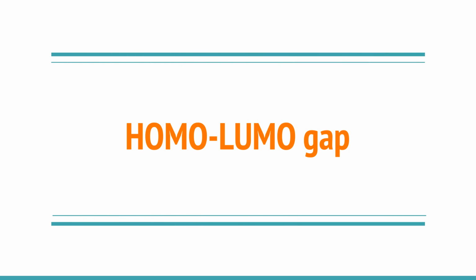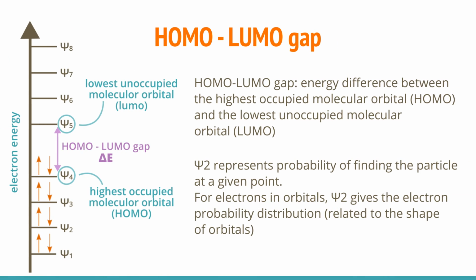Now moving on to HOMO-LUMO. As shown in the diagram on the left, HOMO is the highest energy molecular orbital that has electrons in it, and LUMO is the next highest energy molecular orbital that doesn't have any electron in it. The HOMO-LUMO gap is simply the energy difference between the highest occupied molecular orbital and the lowest unoccupied molecular orbital.